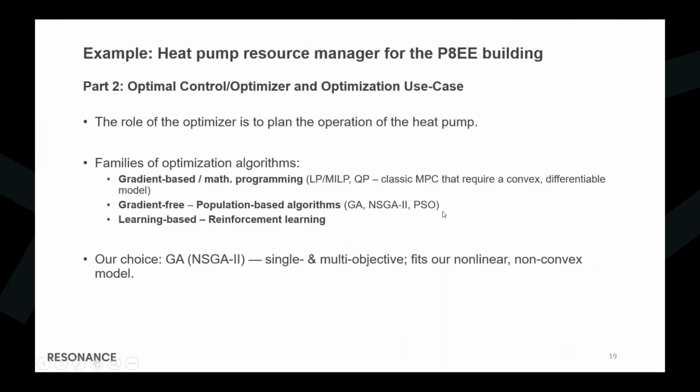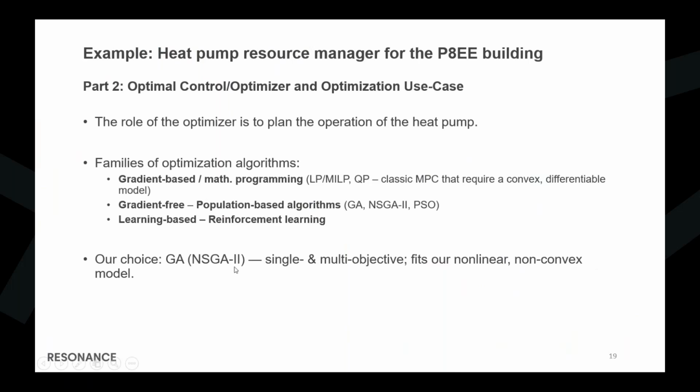The other type of optimization methods are the gradient-free methods, and usually here we use population-based algorithms, such as the genetic algorithm, NSGA, and particle swarm optimization. Also, another method that's quite popular, but we didn't investigate it much, is the learning-based or reinforcement learning. Simply because reinforcement learning usually requires a lot of good scenarios in order for the optimization to converge and to optimize well.